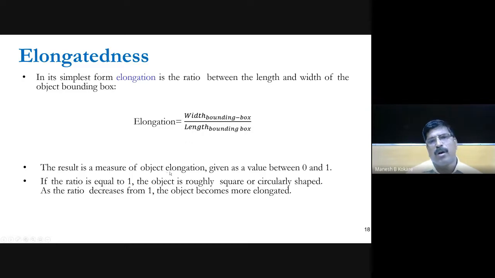The result is a measure of object elongation, and it gives a value between 0 and 1. If your length and width are equal, the object will be square or circularly shaped, and the elongation value will be equal to 1. Definitely for a square object the width and length will be the same, and for a circular object also. So for square and circular objects the elongation will be 1. For other objects it will be less than 1. As the ratio decreases from 1, the object becomes more elongated.